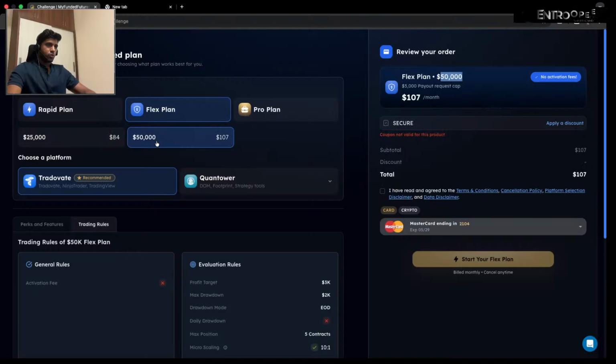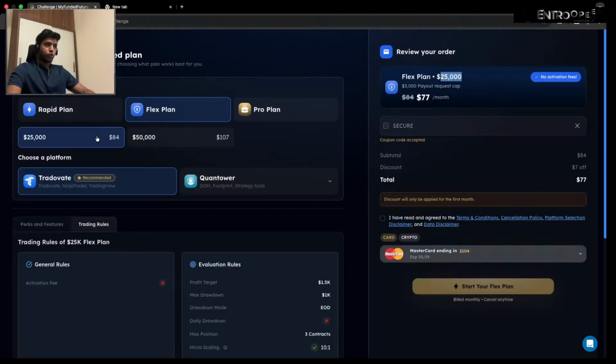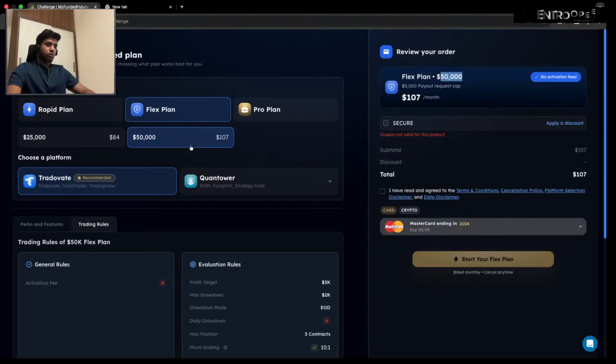So what we are going to purchase here is the 25,000 plan. It's a new plan. 50,000 was the old legacy plan that was there. So what they've done now, after introducing this 25,000 plan, is increase the price for this one. Earlier, this 50K account had the same price as this one right here, but they've introduced a new 25K account and then increased the price for this.